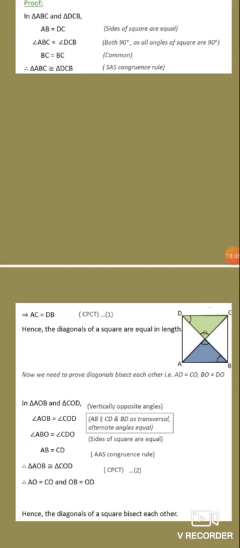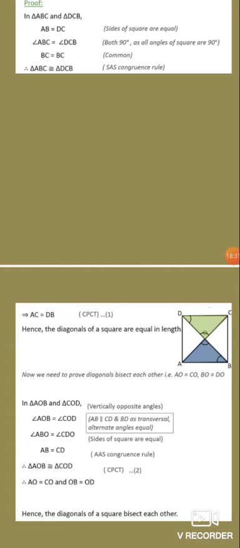On top of that, it is given: vertically opposite angles. Second condition, angle ABO equal to angle CDO. Why? AB parallel to CD and BD as a transversal, so alternate angles are there. Then third condition, AB equal to CD. Why? Sides of the square are equal.